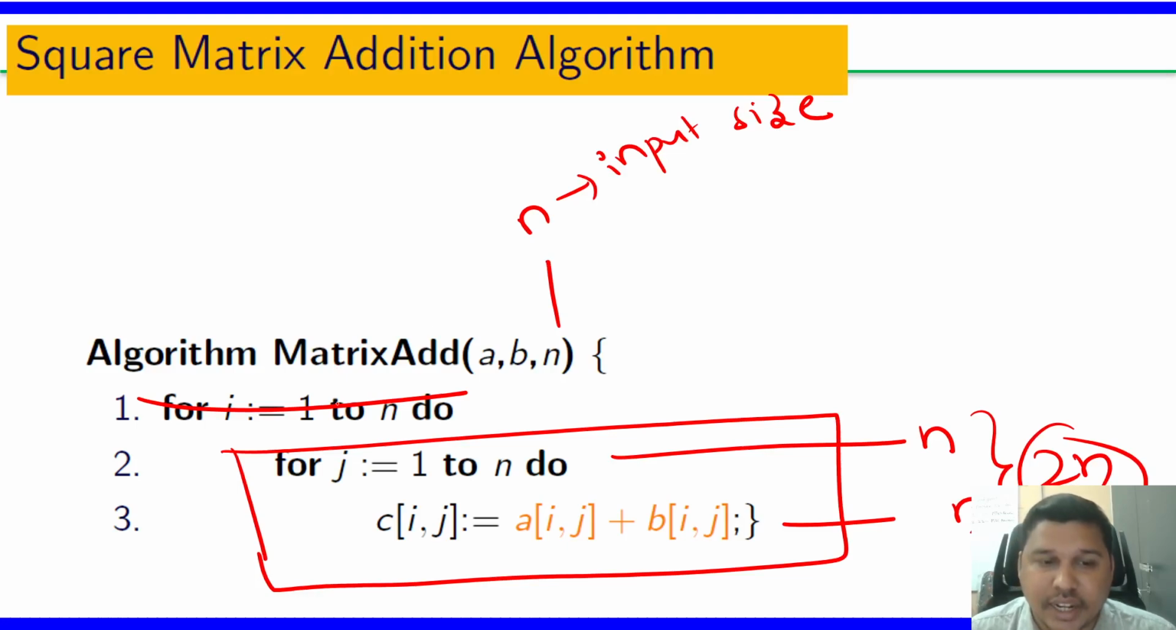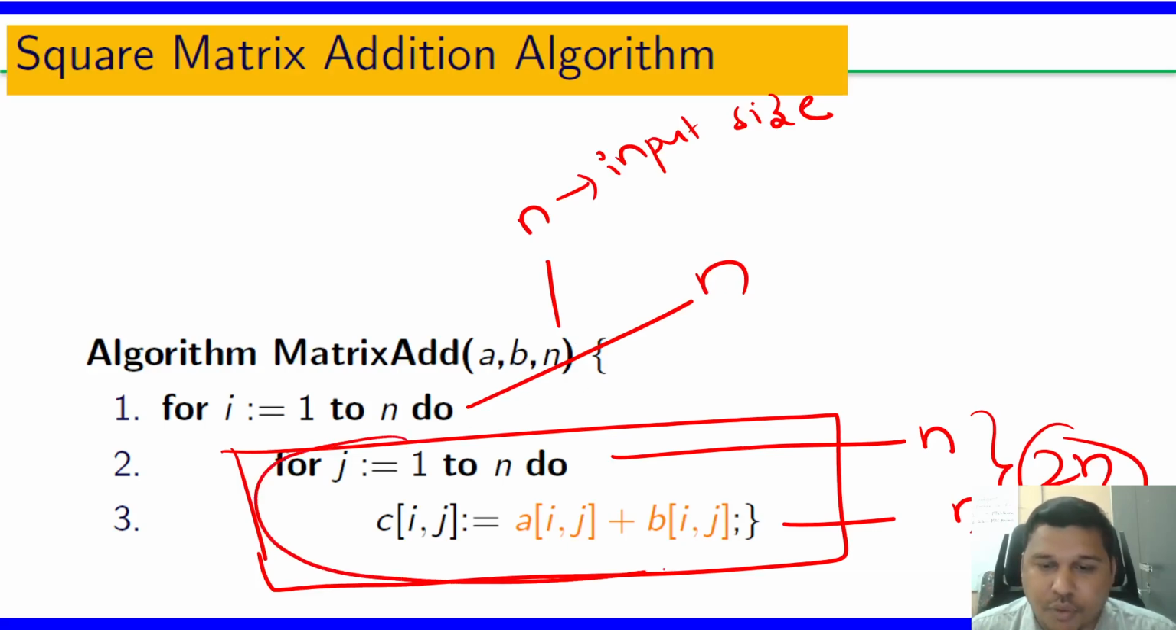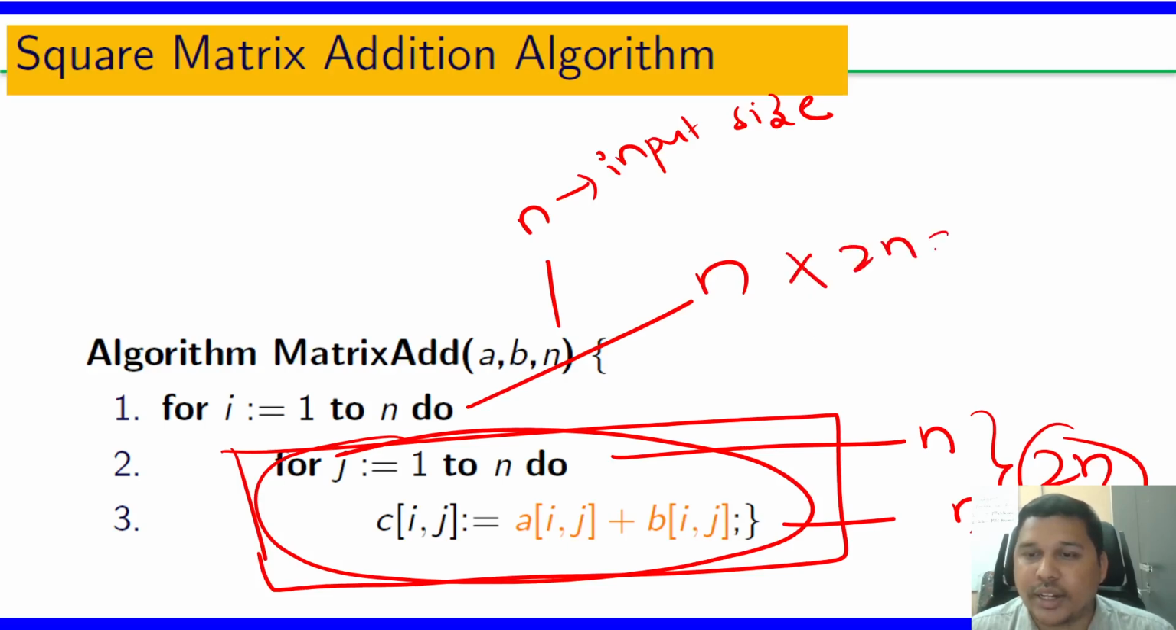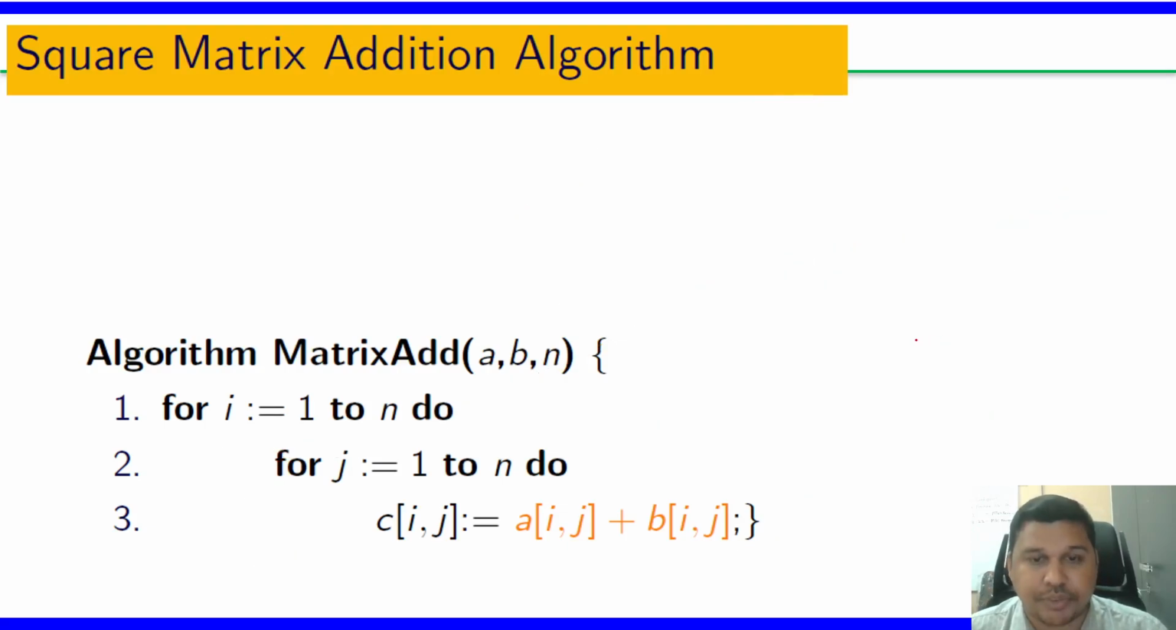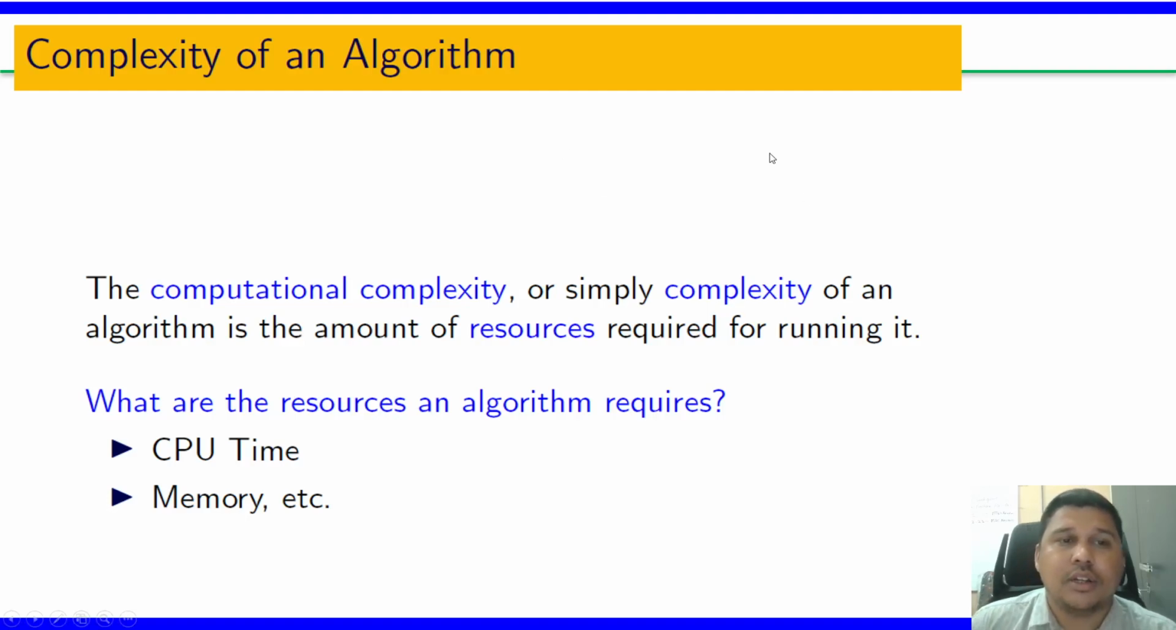Okay. Then if you include the first line here, individually this will execute n times. This particular block of code will be executed n times. And this block takes 2n times. So it is n into 2n, that is 2n square. This is the running time of this algorithm, addition of two numbers. Okay, right? Next. So the important point here, complexity of an algorithm.